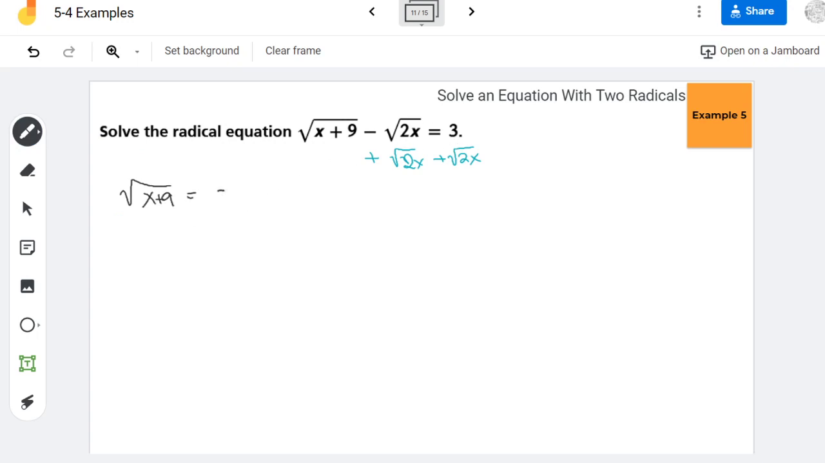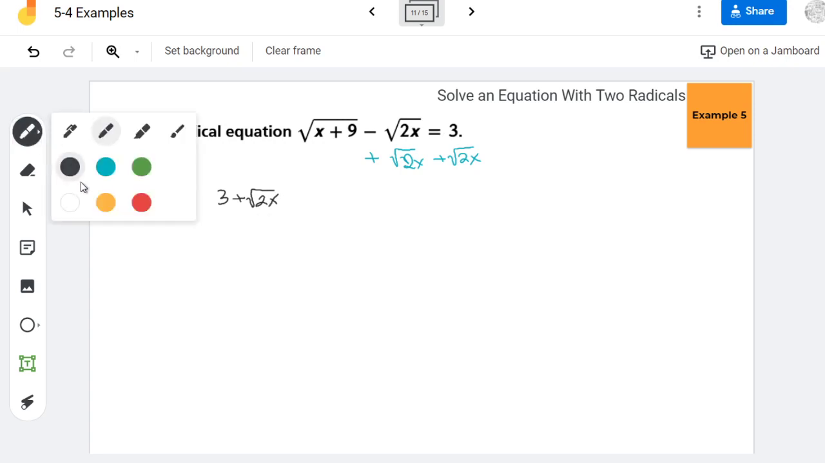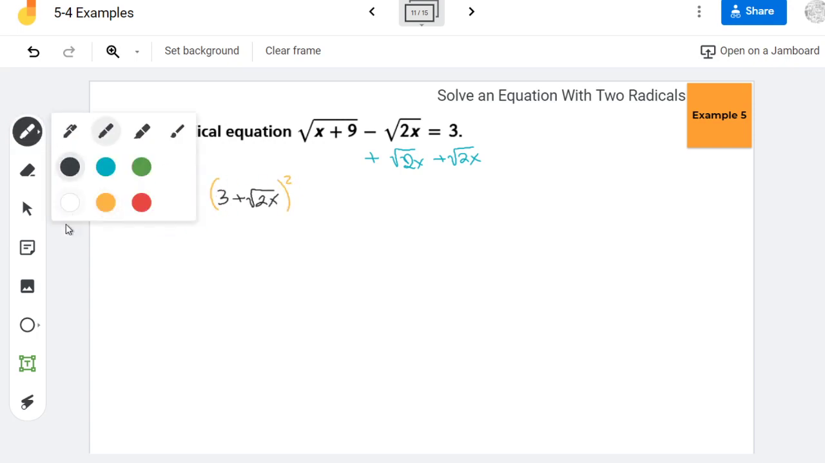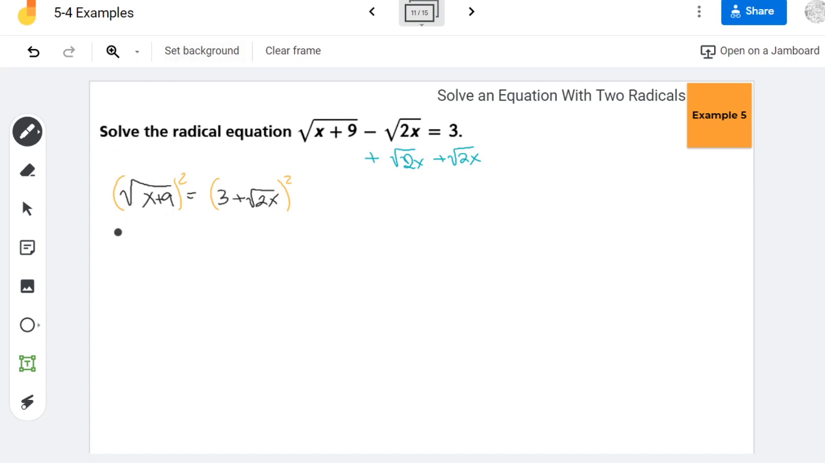Now on the right, I have 3 plus root 2x. Now remember, to get rid of a radical, you have to square it. So I am squaring both sides of the equation. Now on the left-hand side, that cleans up really nice. It just turns into an x plus 9.